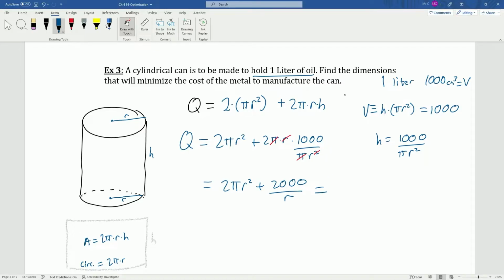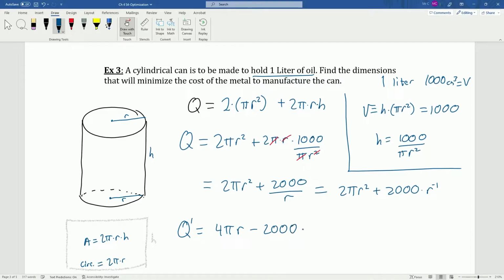Now I'll rewrite that slightly again as 2 pi r squared plus 2,000 times r to the negative first power. So now we'll take our derivative. Q prime is going to be 4 pi r minus, because the derivative of r to the negative first is -1 r to the negative second. So minus 2,000 r to the negative second.